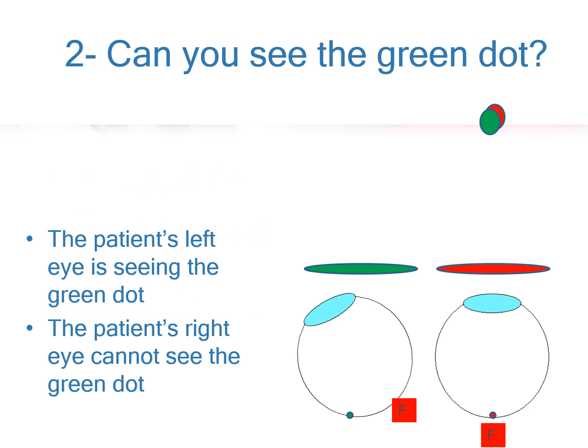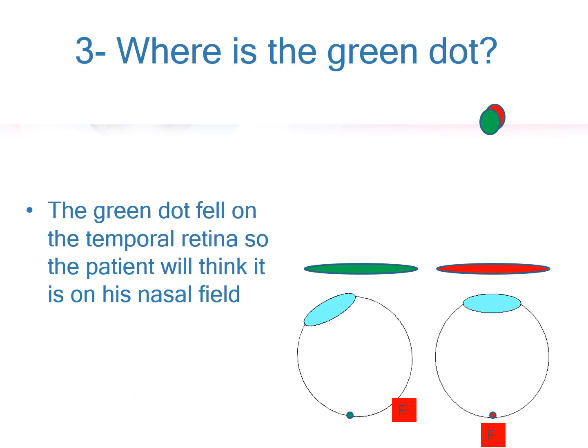The patient is then asked if he can see the green dot. The patient will be able to see the green dot only with his left eye. The patient's right eye with the red filter won't be able to see the green dot. If the patient has some exotropy of the left eye, the green dot will fall on the temporal retina, not on the fovea. So the patient will think it is on the nasal field, not in front of him.